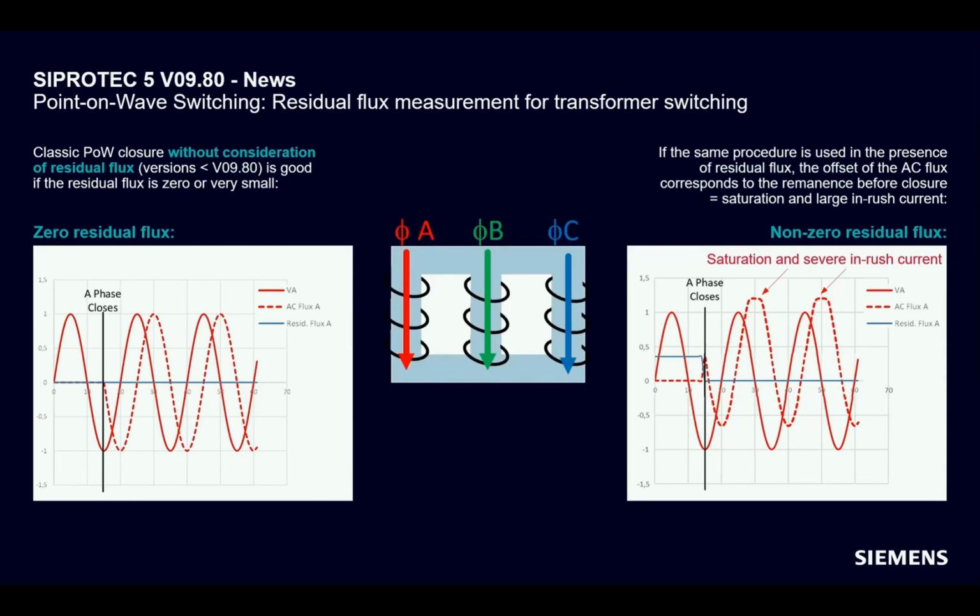Residual flux measurement for transformer switching related to point-on-wave switching functionality. The classic point-on-wave closure, without consideration of residual flux, is good for transformer switching if the residual flux is zero or very small. However, if the same procedure is used in the presence of residual flux, the offset of the AC flux corresponds to the remanence before closure, which can lead to CT saturation and large inrush current.